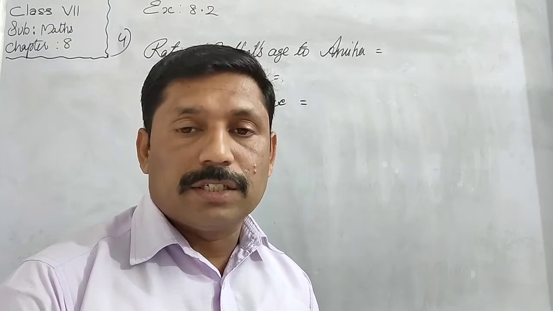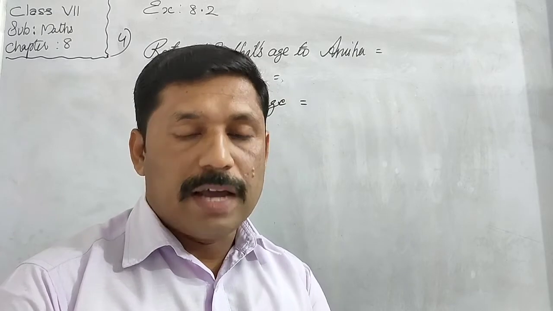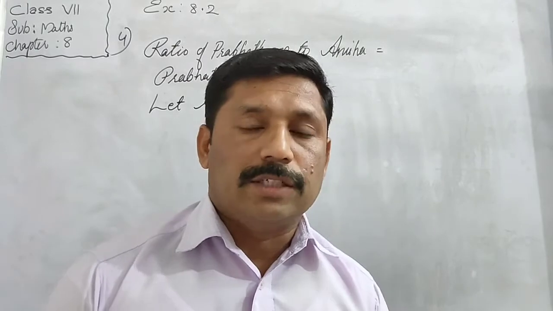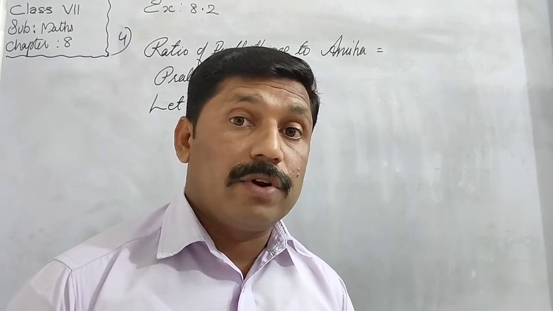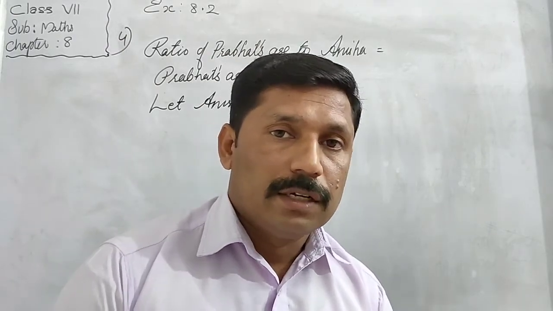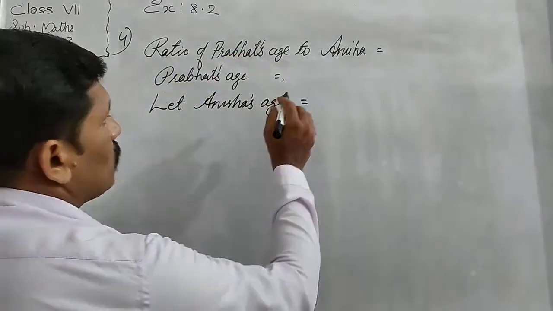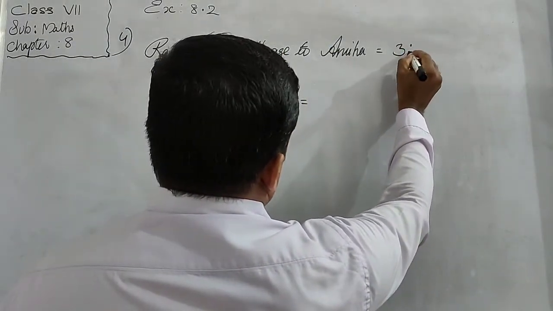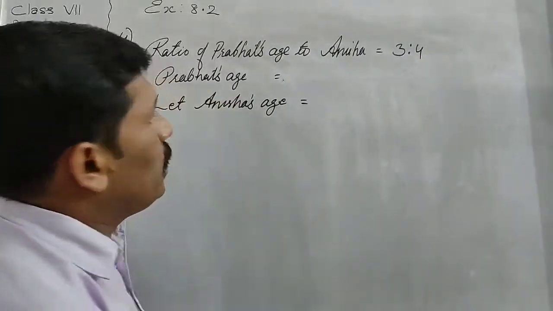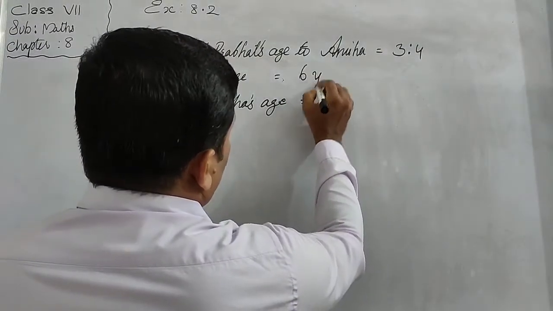If Prabhat is 6 years 9 months old now, then find the age of Anisha. So here the ratio of their present ages is given, and Prabhat's current age is given. So we have to calculate Anisha's current age. One value is missing, that we want to calculate. So I am going to write the given information here. The ratio of Prabhat's age to Anisha's is 3:4. And Prabhat's age is given, that is 6 years 9 months.